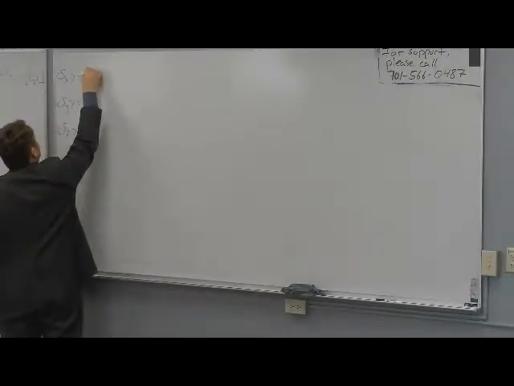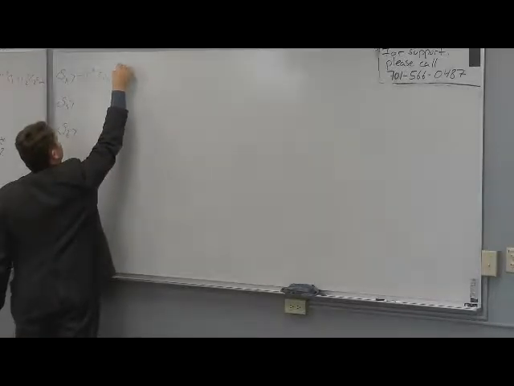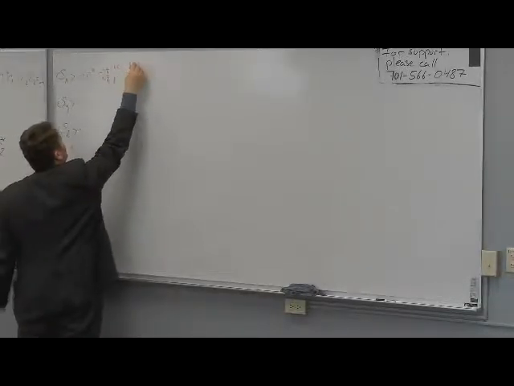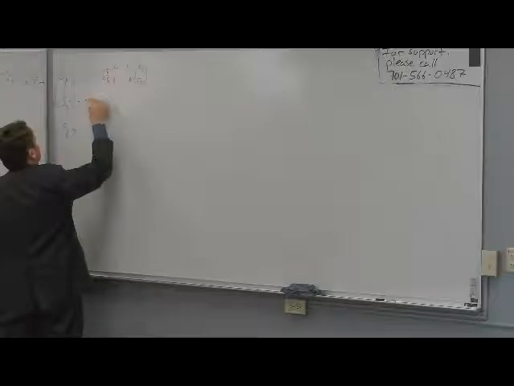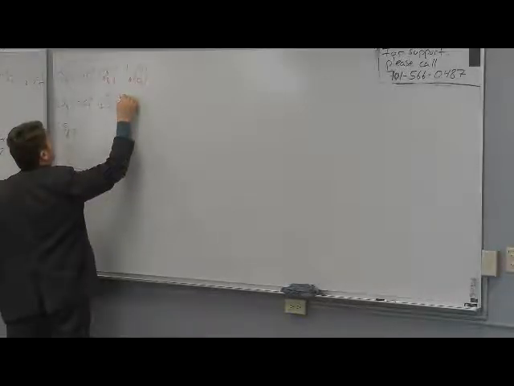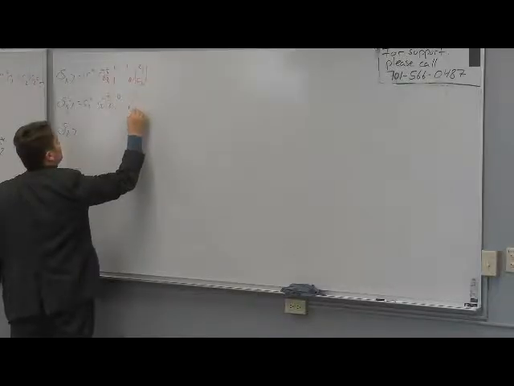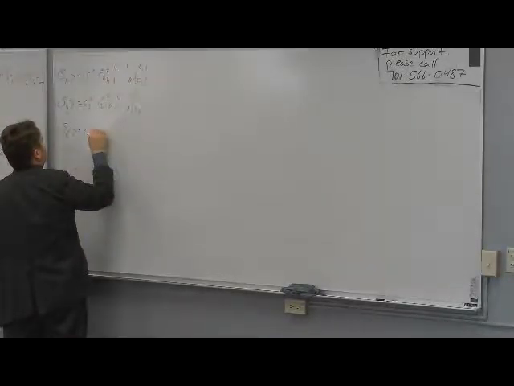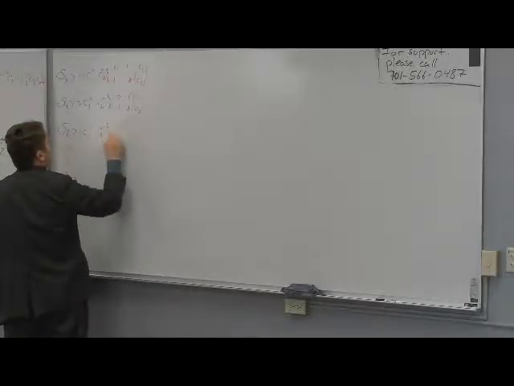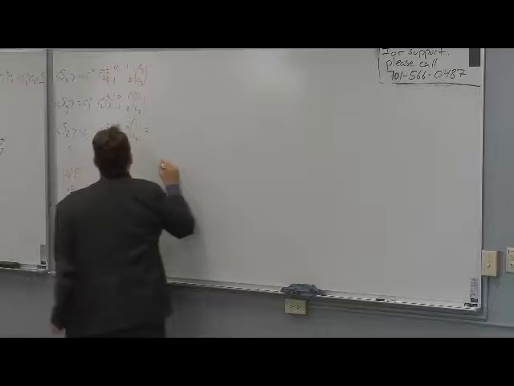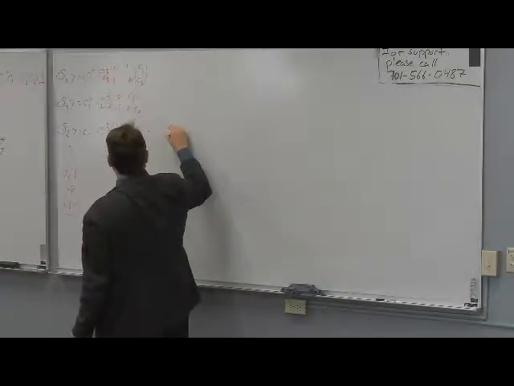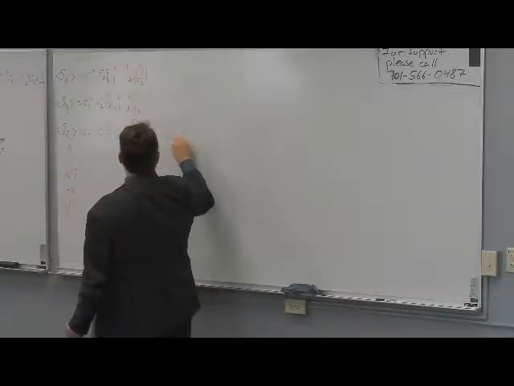So C1, 1, 0, 0, H1, 2, C, 2, C1 star, C2 star, H1, 2, 0, 1 star, C1, C2. So this one will be C1 star, C1 minus C2 star, C2 divided by 2, right?